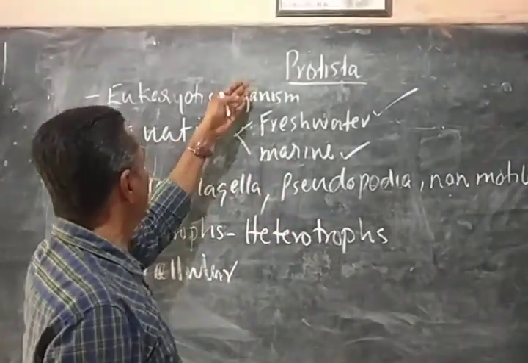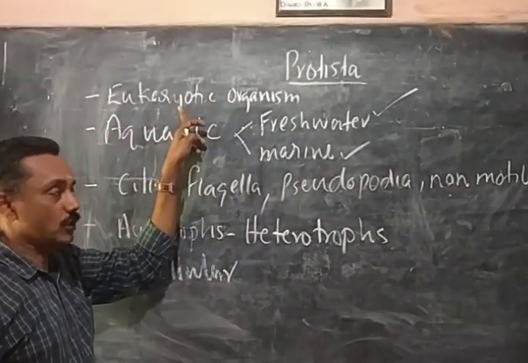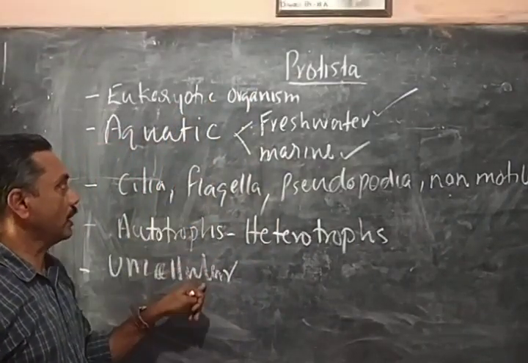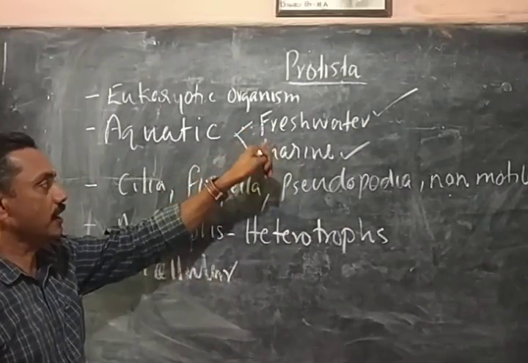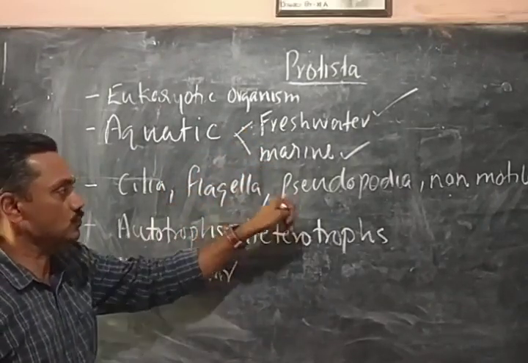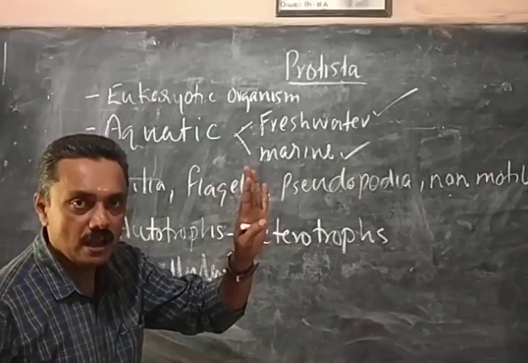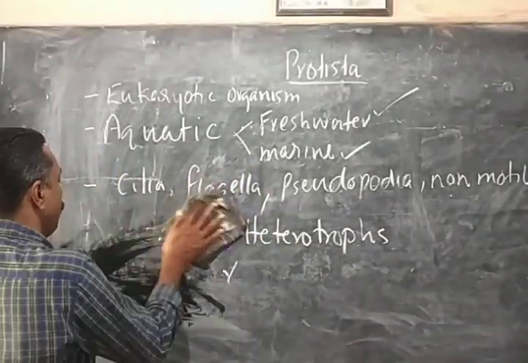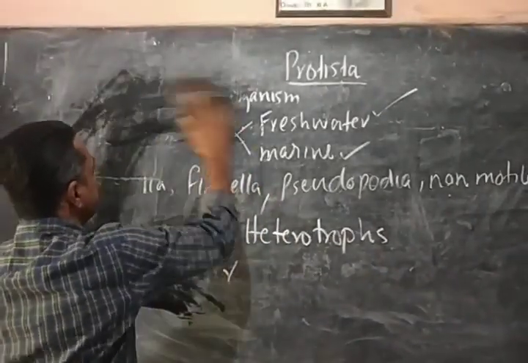See, these are all important points. They are eukaryotic organisms. They are unicellular organisms. They are aquatic, freshwater or marine. They move by cilia, flagella, pseudopodia, or may be non-motile without any structures. They may be autotrophs or heterotrophs.